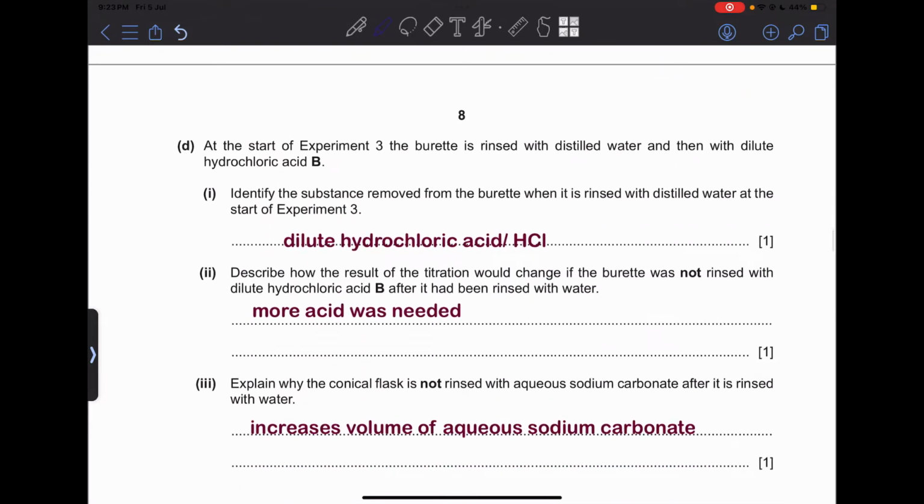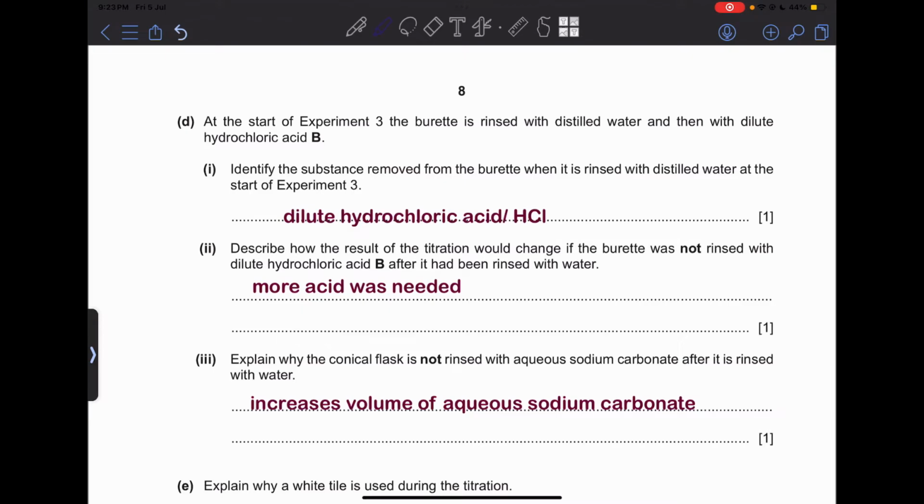G says, at the end of experiment 3, the burette is rinsed with distilled water and then with dilute hydrochloric acid B. Identify the substance removed from the burette when it was rinsed with distilled water at the start of experiment 3. This was actually the dilute hydrochloric acid.